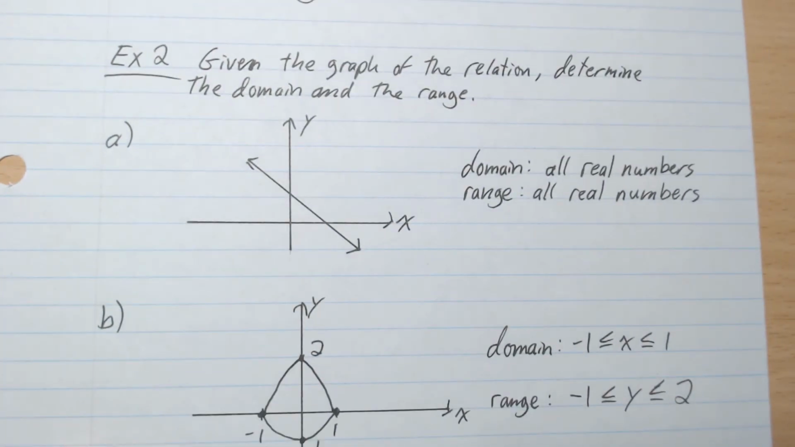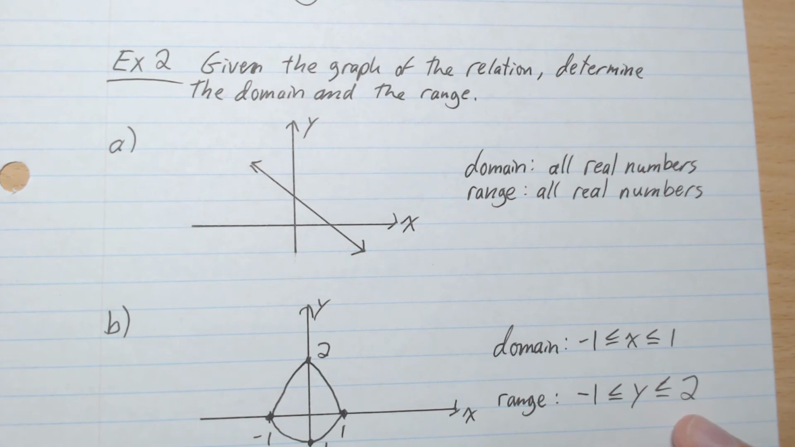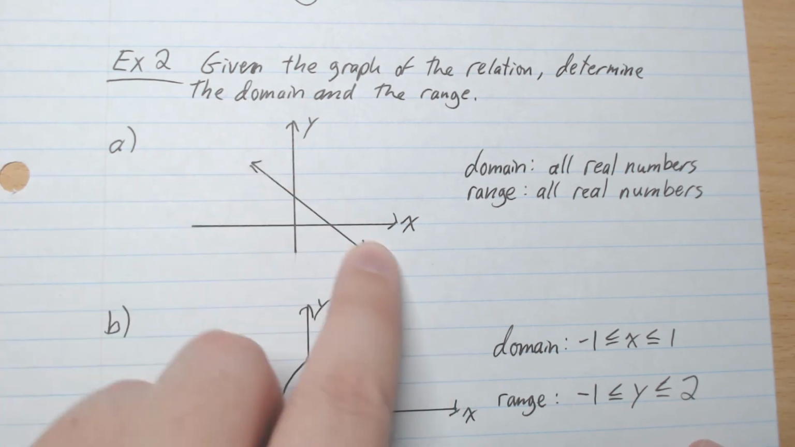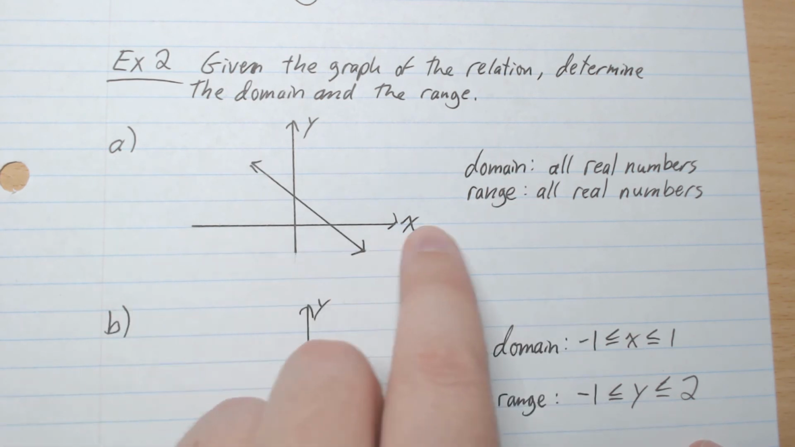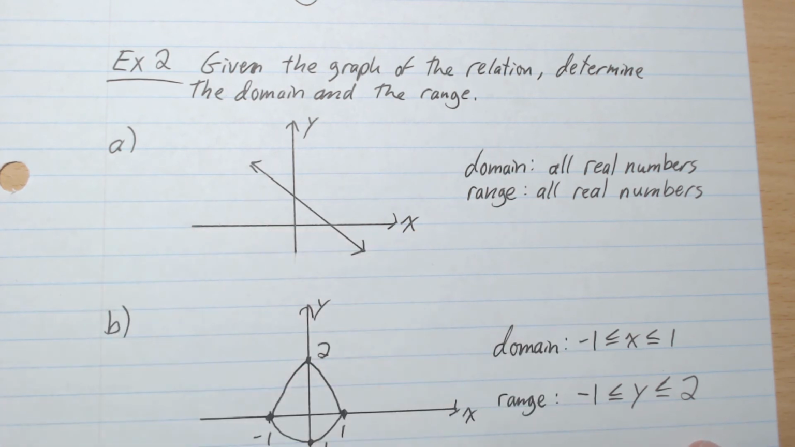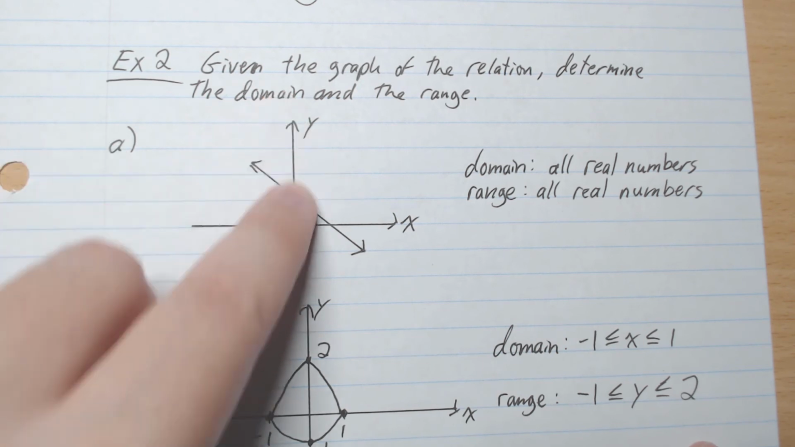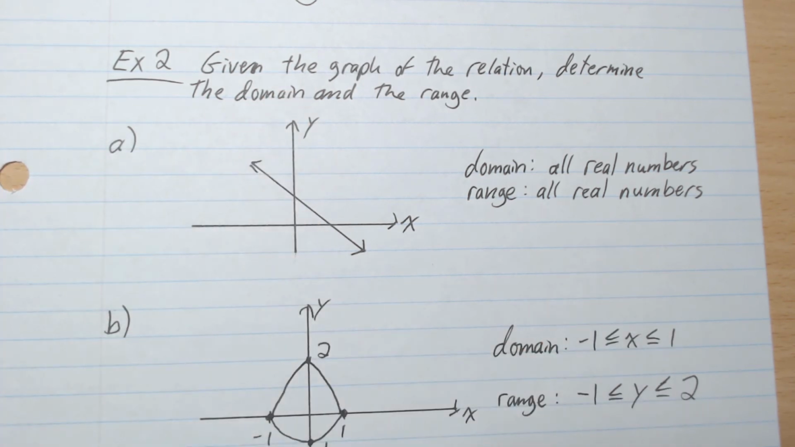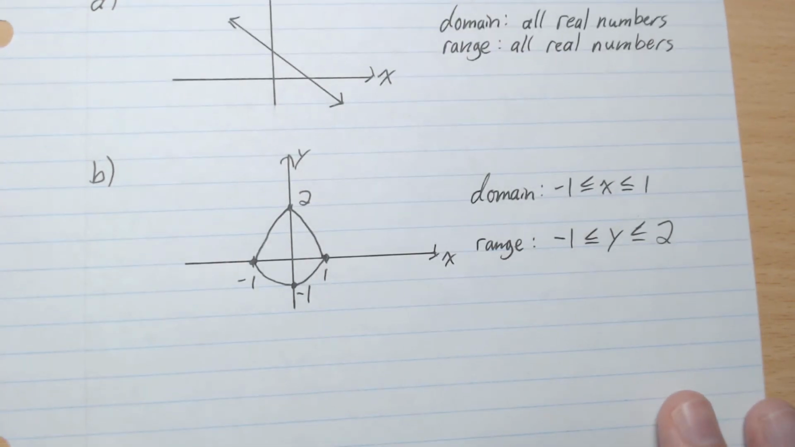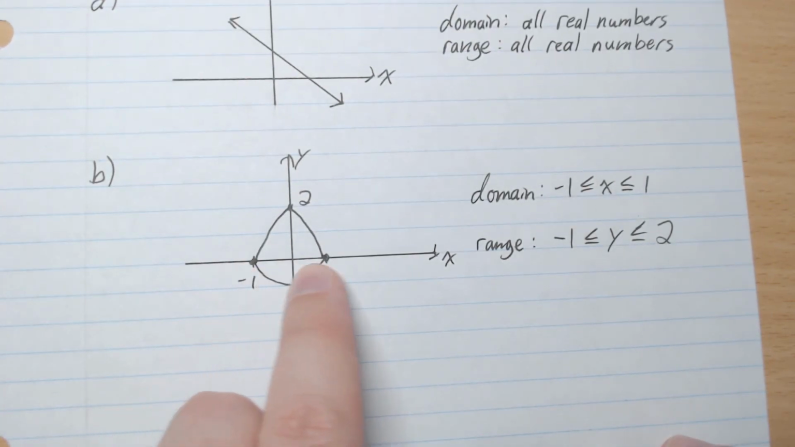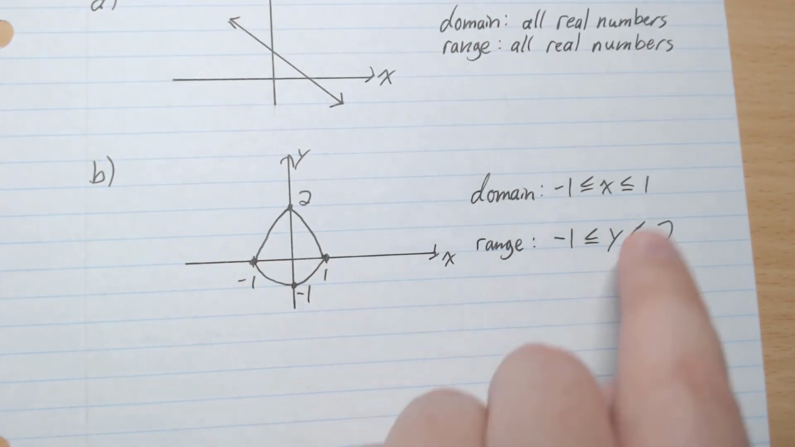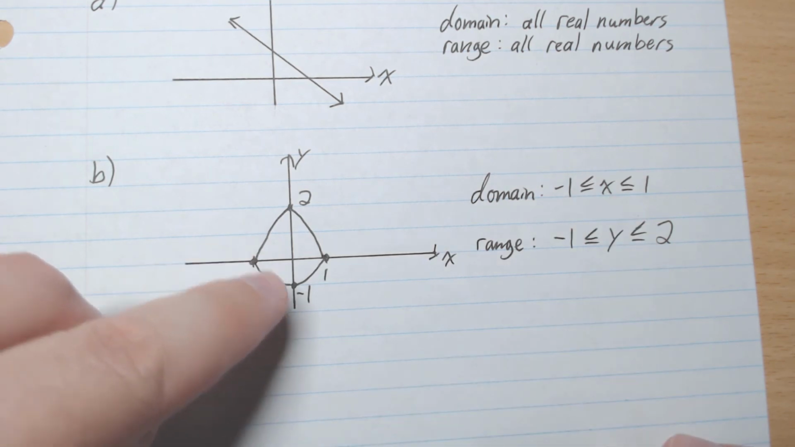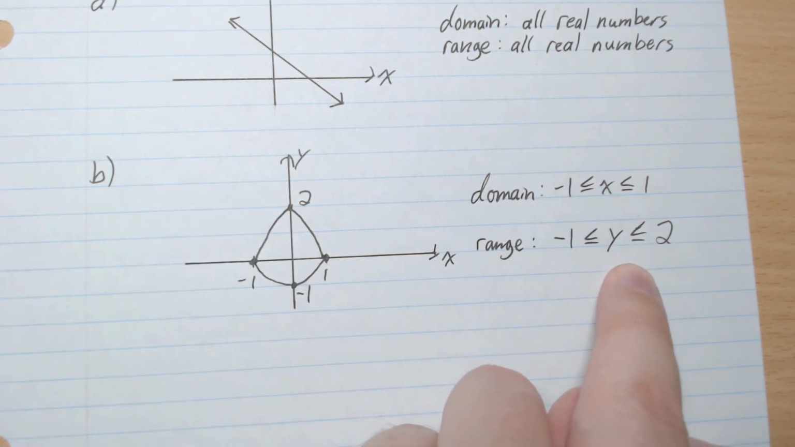Okay, example 2. Given the graph of the relation, determine the domain and range. So here we have our first graph here. We notice the domain is all the x values. It's all the real numbers. And for the range, we notice that we're going to hit all of the y values. So it's all real numbers for the range as well. B, we notice that the domain here is between -1 and 1, like that. Range is between -1 and 2, like that.